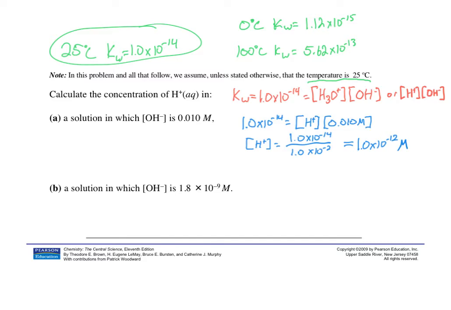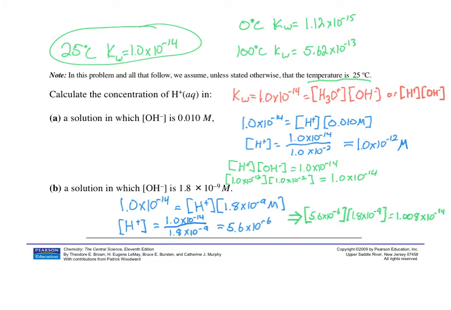Now I suggest at this point double checking to make sure your answer jives. And we see when we plug our concentrations back into our relationship for Kw that 1 times 10 to the minus 12 times 1 times 10 to the minus 2 equals 1 times 10 to the minus 14. We approach the second problem in the same way, right?